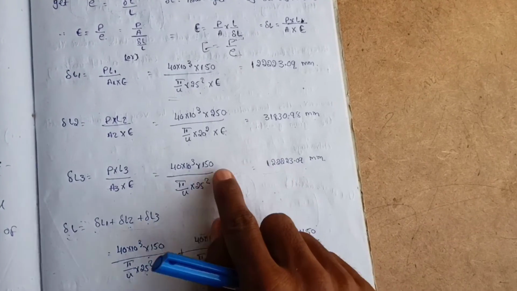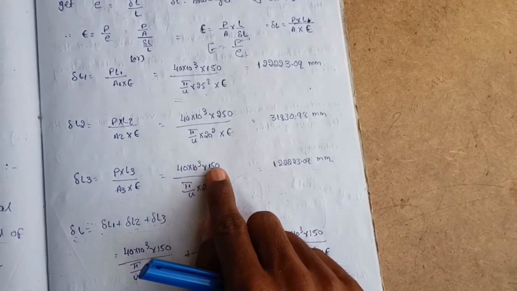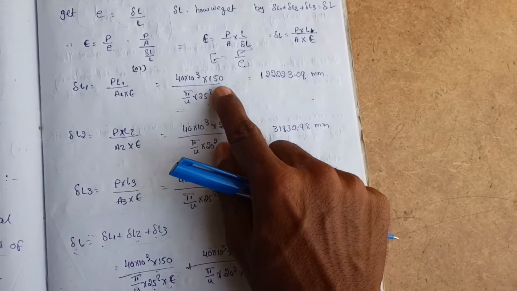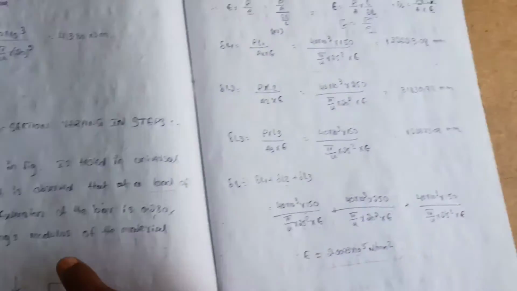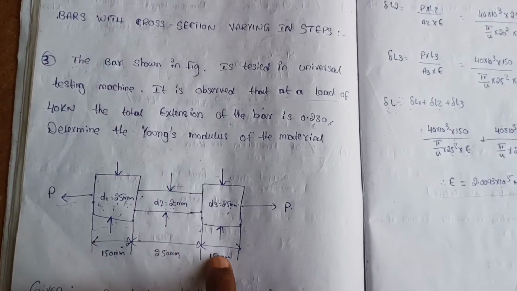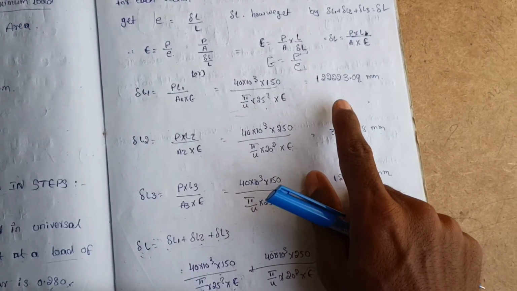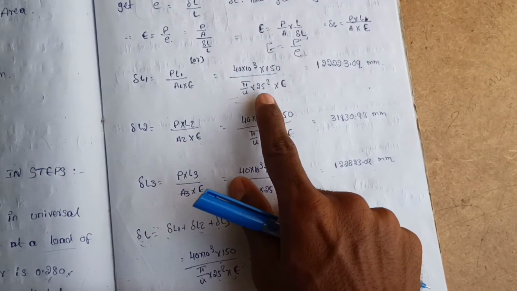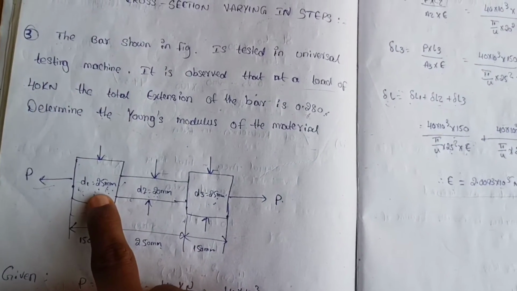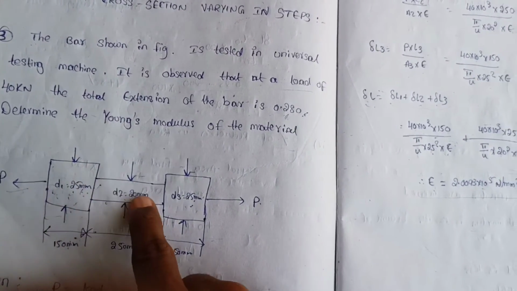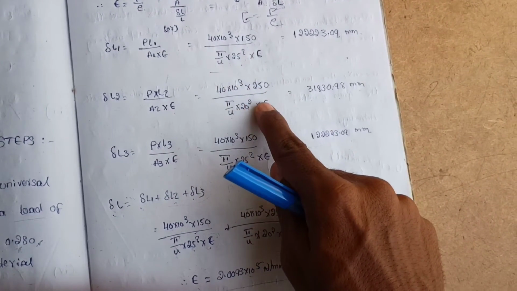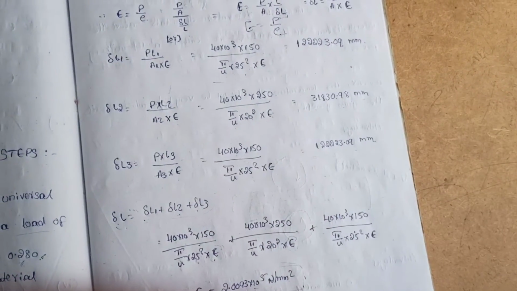Similarly for L3, 40 into 10 cube into 150. See what changes in L1, L2, L3. We are changing the length: L1, L2, L3 are 150, 250, 150 again. Next, the area is also changing. The first diameter is of the first section, so A1, A2, A3 use 25 square, 20 square and 25 square again. This is an easy method to learn.